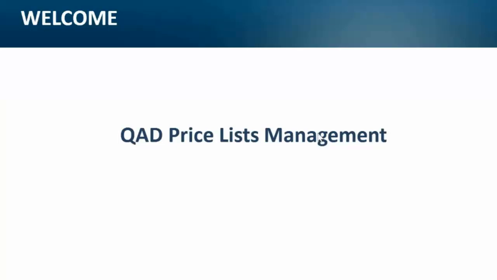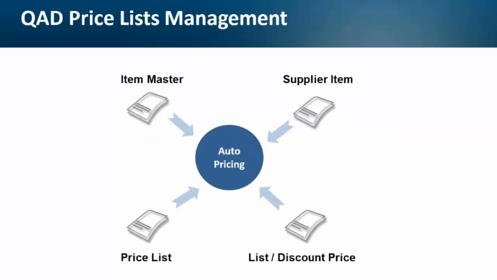Let's start with a brief overview of pricing in the QAD ERP system. As some of you may know, QAD supports automatic pricing in a number of key transactions such as sales orders, purchase orders, customer and supplier schedules, and some others. It means that the price for each transaction will be picked up automatically from the corresponding data set.